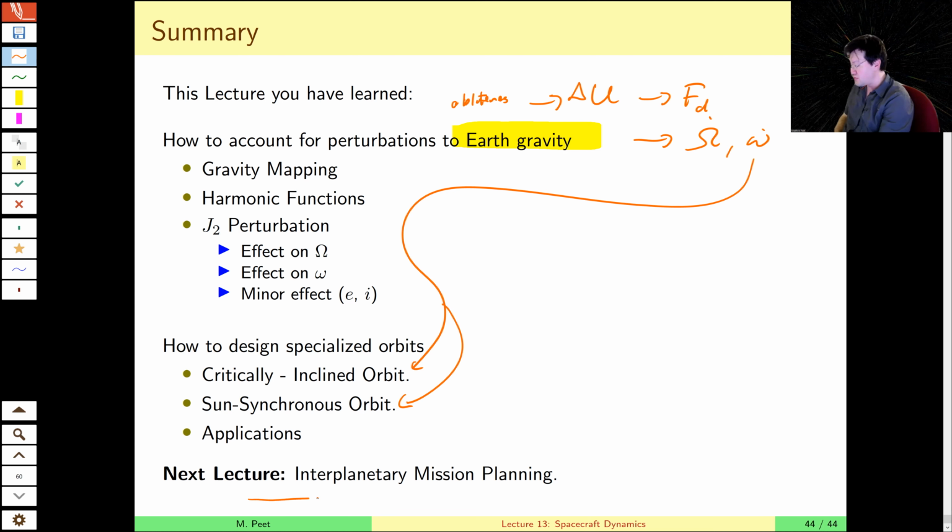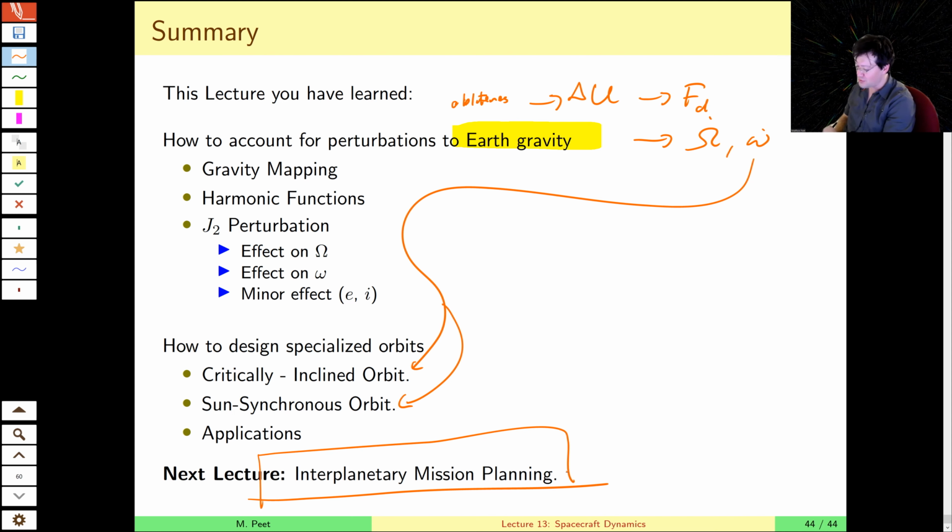Our next lecture will be on the very juicy topic of interplanetary mission planning. So if you enjoyed this lecture, you'll love that. If you didn't, and I know there is a subset of people who would think this is very boring and mathematical, stay tuned for our section on interplanetary mission planning, which will have lots of fun things like gravitational assists and mission to Mars and stuff like that.